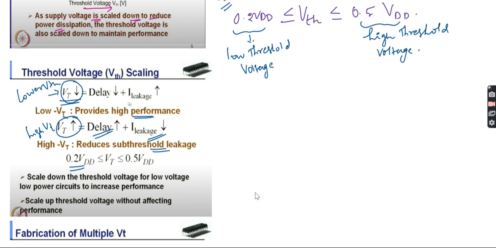So the lower VT provides higher performance. The higher VT will reduce the sub threshold leakage. This will be used for low VT and this for high VT. So it is important when you are going to use circuits with two different threshold voltages. But when you go for fabrication, normally the manufacturer will set the threshold voltage.